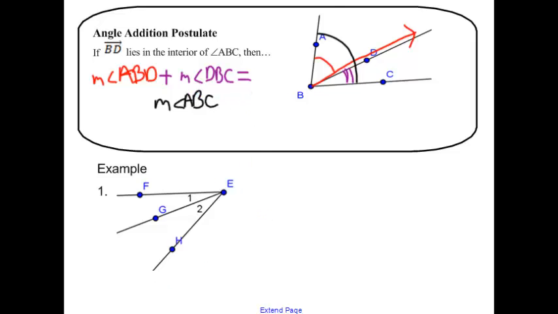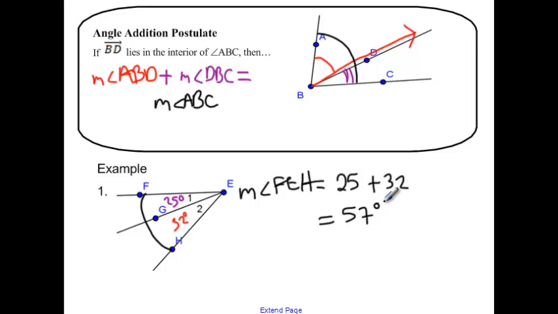Now let's take a look at an example. Let's suppose that angle 1 in this example measured 25 degrees. And angle 2 measured, looks bigger, so let's call it 32 degrees. What can we conclude about the full angle here? Well, that angle's name would be FEH. What can we say about the measure of angle FEH? According to the angle addition postulate, we just add those two smaller pieces together and they make that full angle. So it's going to be 25 degrees plus 32 degrees for a total of 57 degrees for angle FEH.